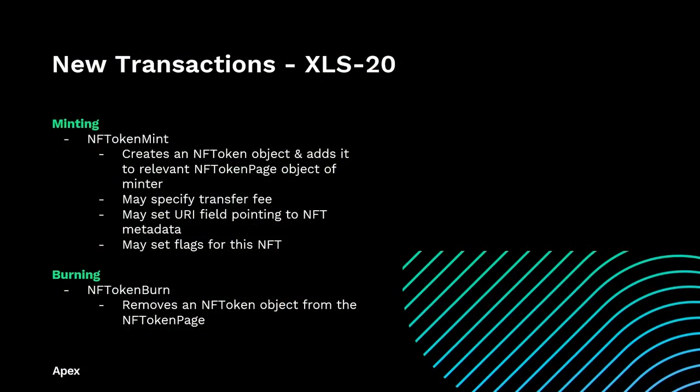All right. So the second transaction is the NFTokenBurn transaction. And again, as the name suggests, it removes the NFToken object from the NFTokenPage, effectively removing it from the ledger. And in the process, it is possible that it empties an NFTokenPage, or might result in the consolidation of two different NFTokenPages, in which case the reserve requirement is reduced accordingly.